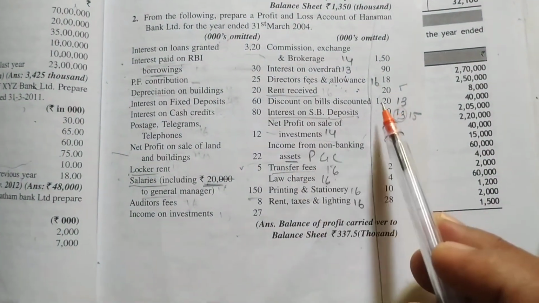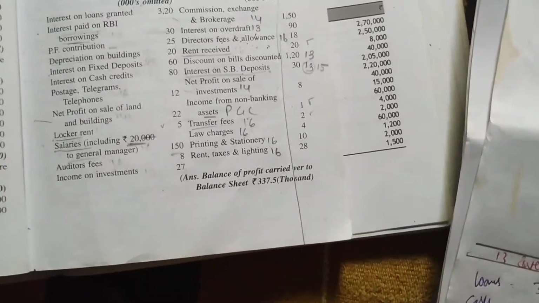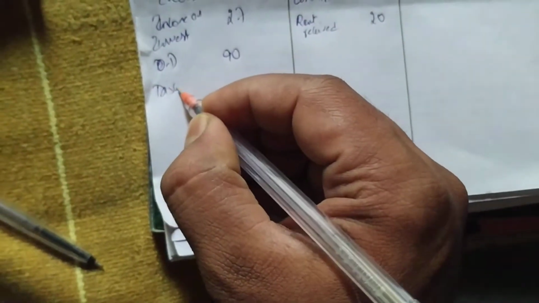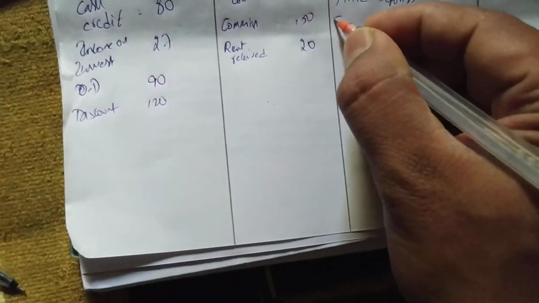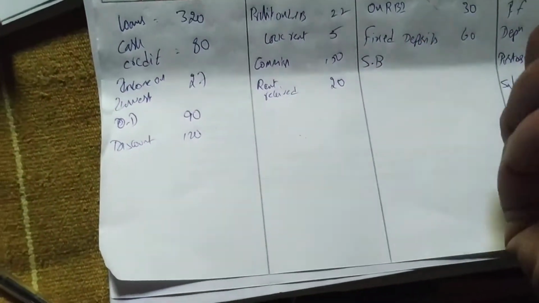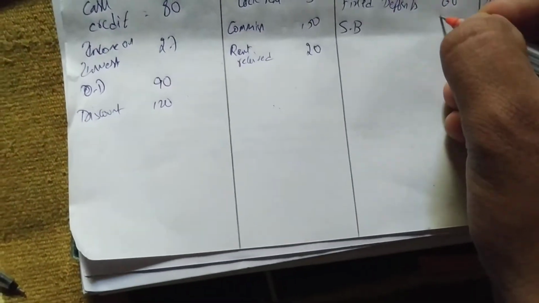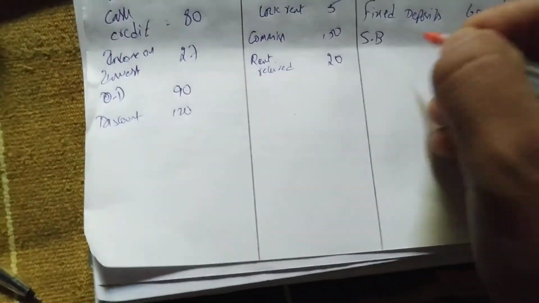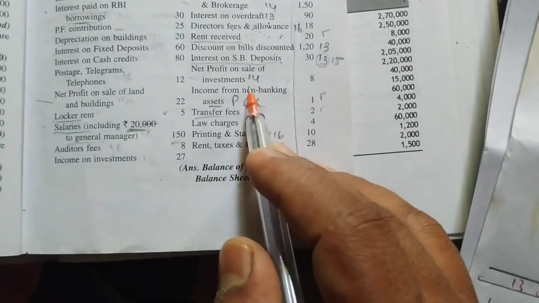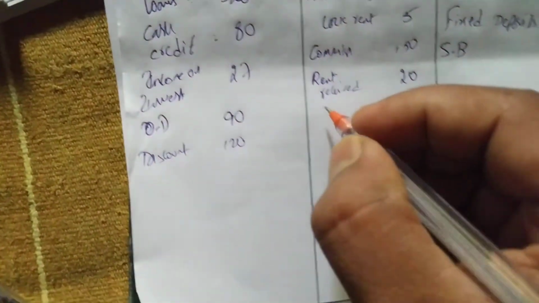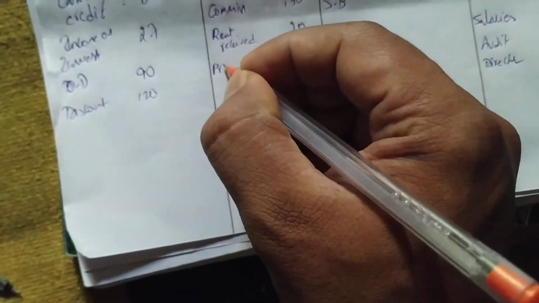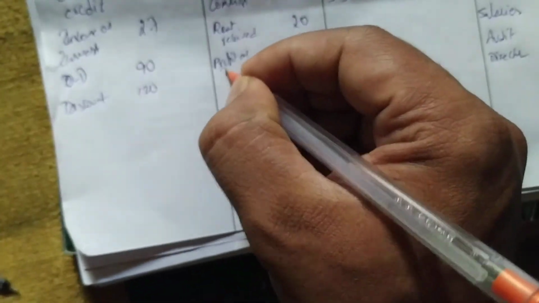Next, discount on bill discounted, that is other direct income, so we write it under interest earned. How much is that? 120. I'm writing directly discount 120. Interest on SB deposits, that is we are paying interest on SB. SB means savings deposit. How much? 30. Then profit on investment, other income. How much is that? 8.